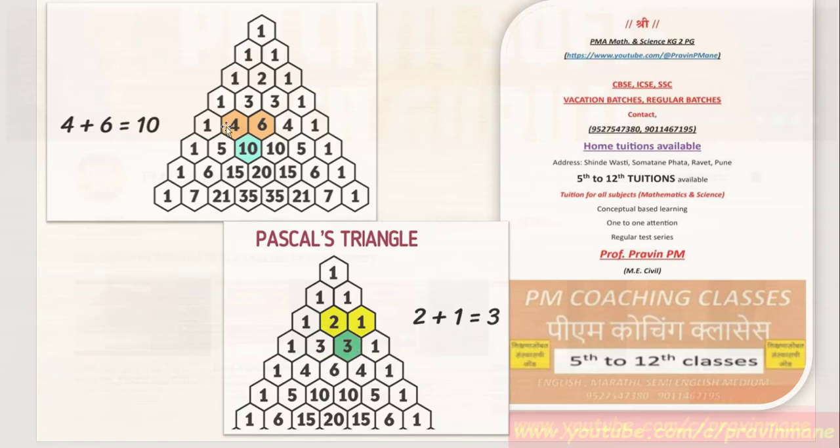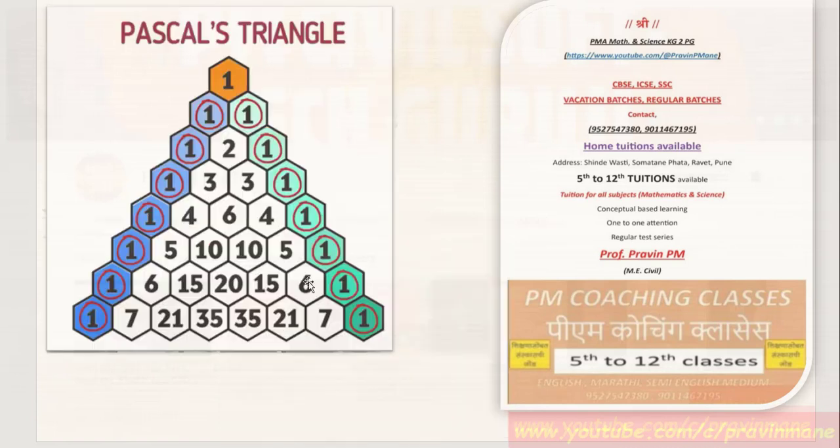This way we need to complete this triangle, and we start writing the elements of the triangle from this 1. First write 1, then next property. See, these corner elements, we can say the starting numbers or corner numbers, and these are the ending numbers or end corner numbers. These are always 1.